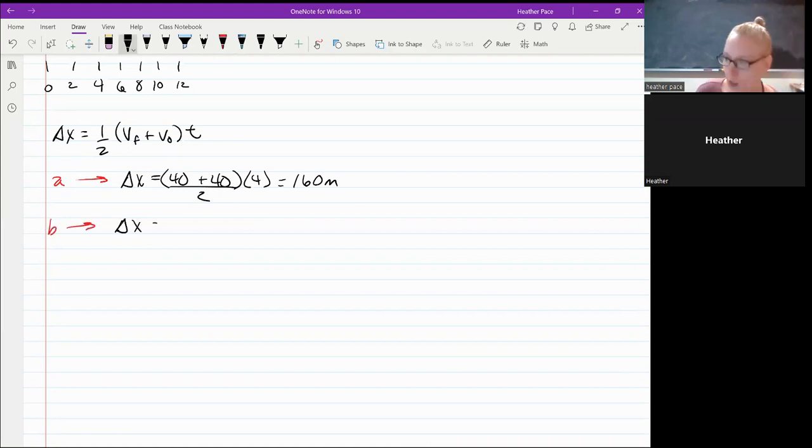All right, let's take B. Delta X, again, we're going to take a final velocity and we're going to take an initial velocity. And because we want between 4 and 8 seconds, we're going to take our initial velocity as 40. So V naught is 40. And our final velocity is at 8 seconds, and that's 100. So 100 plus 40 divided by 2 times, again, we've broken this into 4-second intervals. And if we do that math, we get 280 meters.